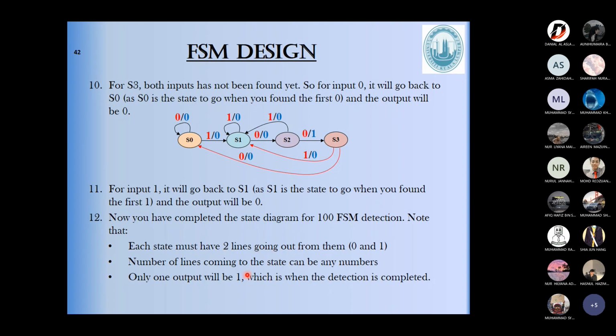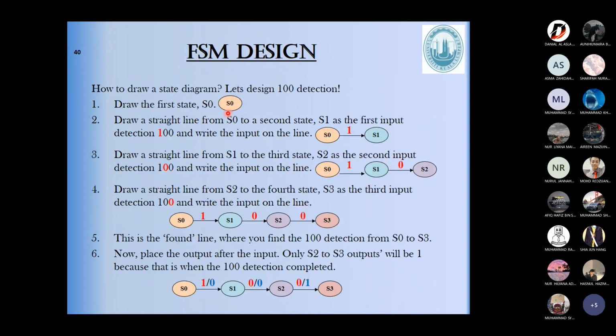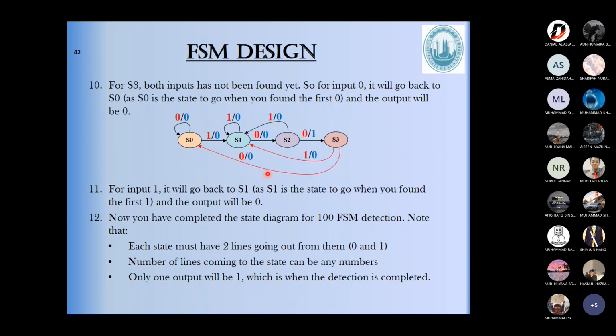Okay. So only one output will be high, which is when the detection is completed. So yang inilah, yang biru ni jadi 1 bila kita dapat 100. So 1, 0, 0. So output dia jadi 1. Okay. So this 12 step is very important. Make sure that you are able to understand on how to draw the state diagram. Okay, if you understand these steps, then you will have no problem to design any sequence yang kita perlukan.